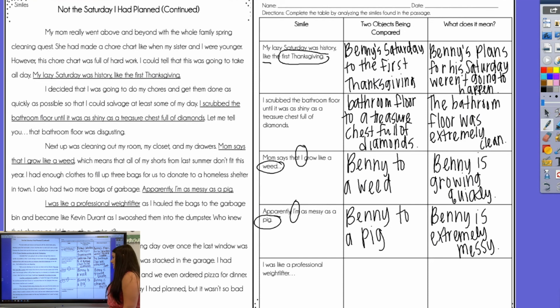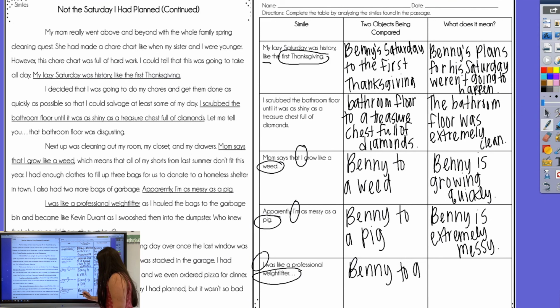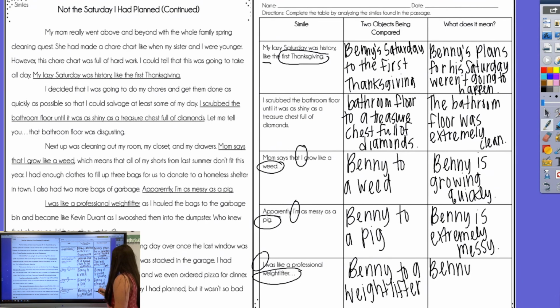All right, and for the last one, I was like a professional weightlifter. I, or Benny, is one thing we're comparing to a weightlifter. What was he like? He was like a weightlifter. And it means he was lifting a lot of weight, or he was lifting heavy things.